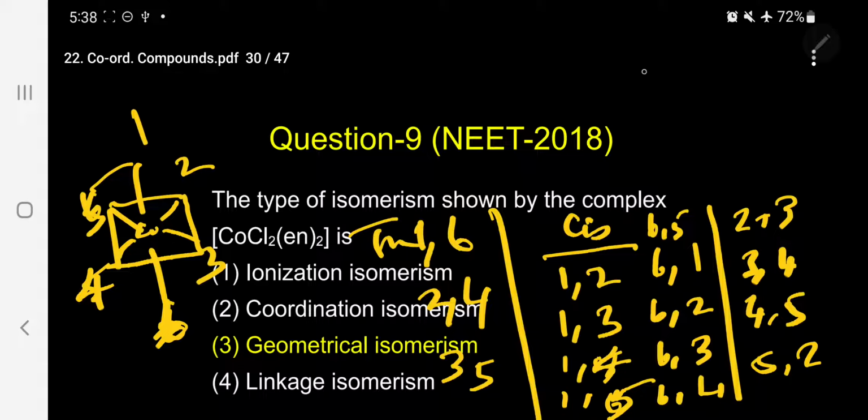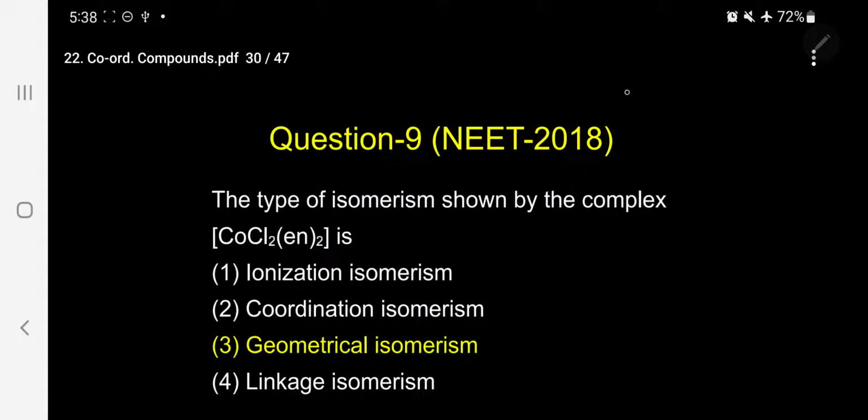Now I can write the structure for this compound, then you can easily understand. What way will I write the structure for this one, and why it is cis and trans. So let me write trans first. Kindly follow. This is the cobalt, the central atom.